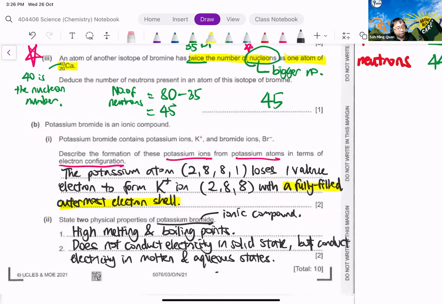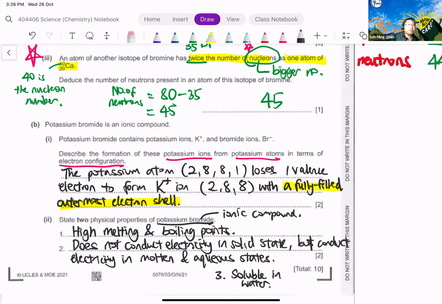Now, there's a third one that you can write. It is soluble in water. Now, ionic compounds are generally, most ionic compounds are soluble in water. Same as potassium bromide. Potassium bromide is definitely soluble in water because it's a spar salt, right? Spar salts, sodium, potassium, ammonium salts are all soluble in water.